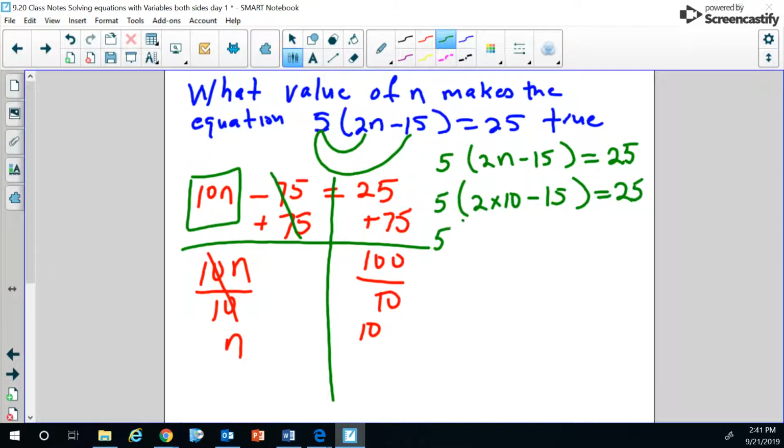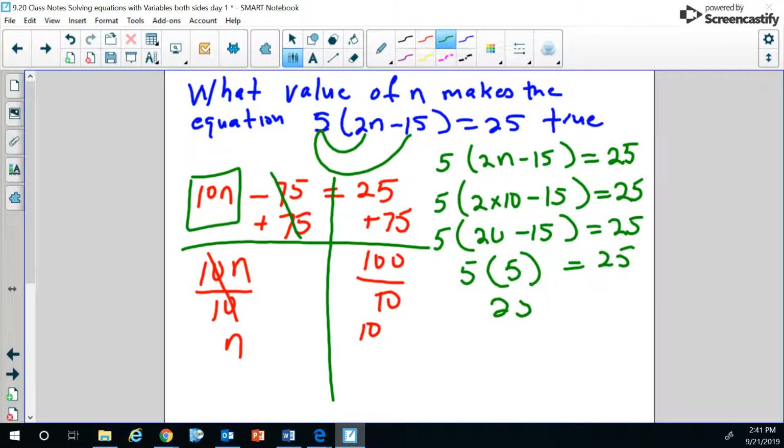That's going to give me 5 times (2 times 10 is 20, minus 15) equals 25. 20 minus 15 is 5, and that is 5 times 5 equals 25. 25 is on my left side, 25 is on my right side. Okay? So that tells me that my answer of n equals 10 is correct.